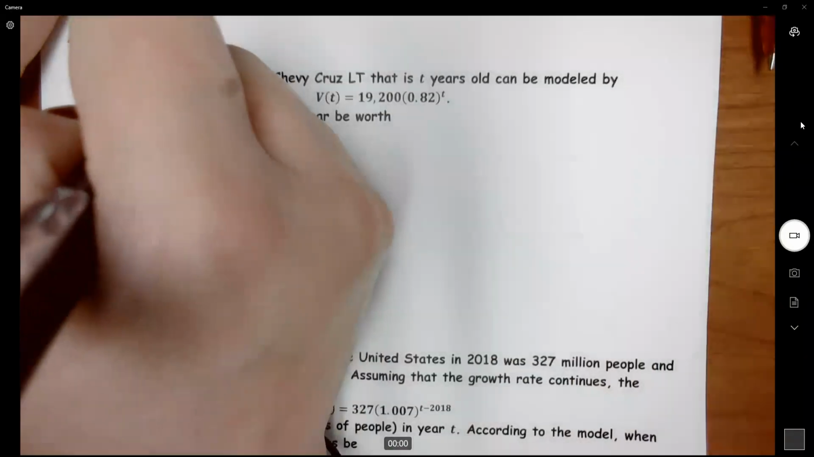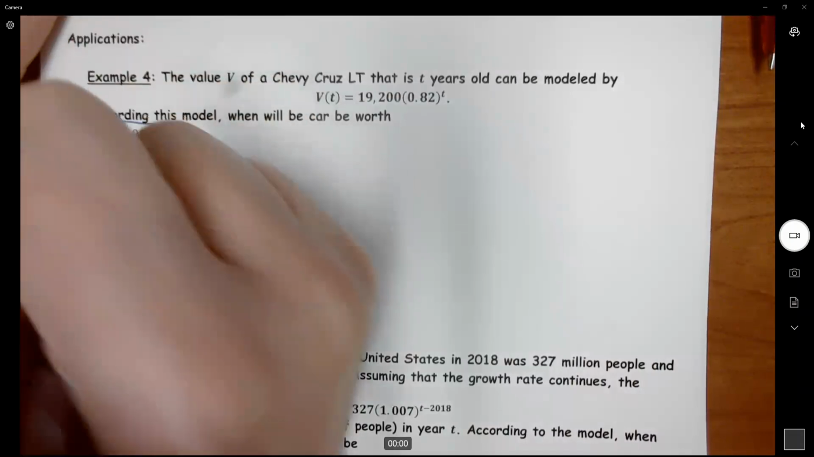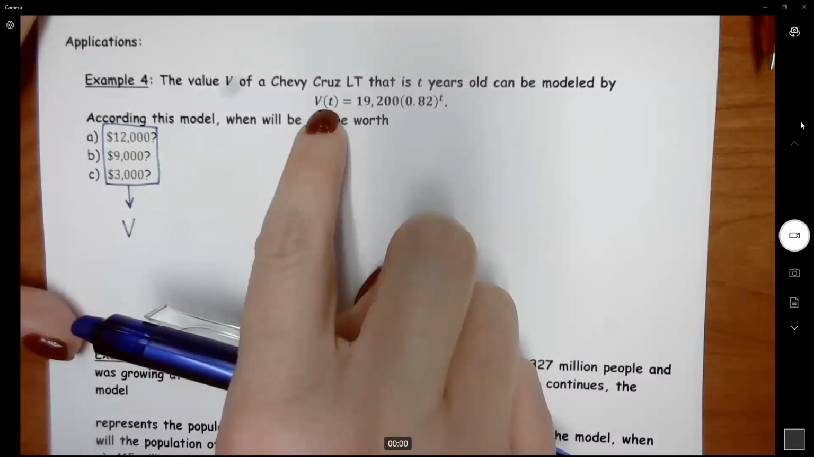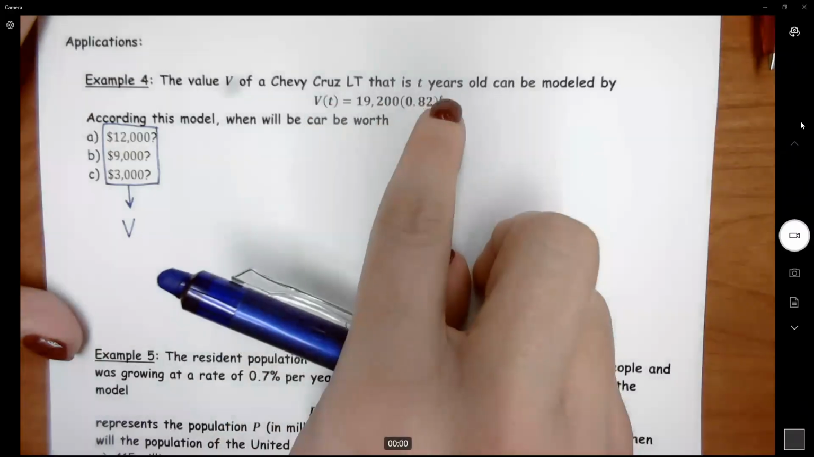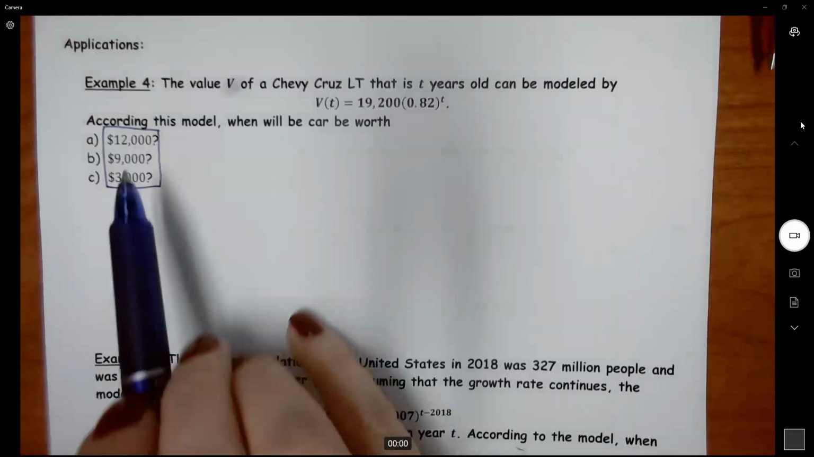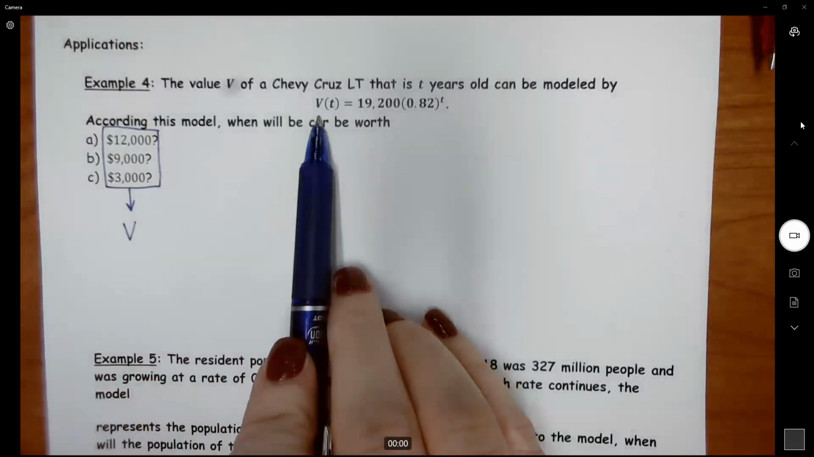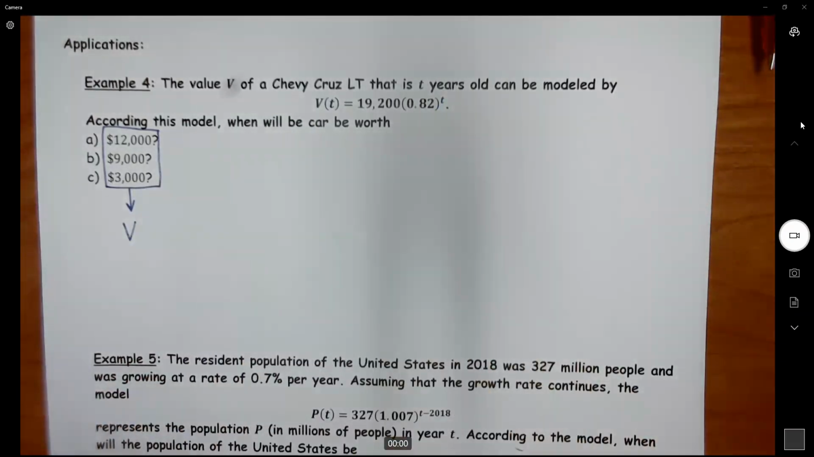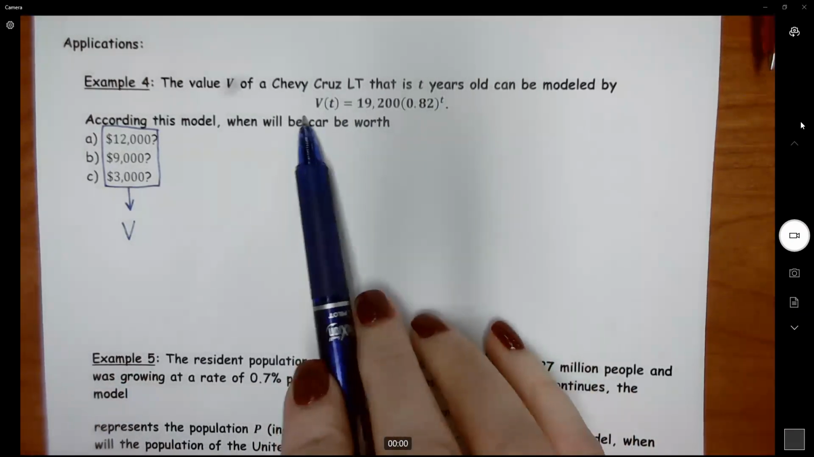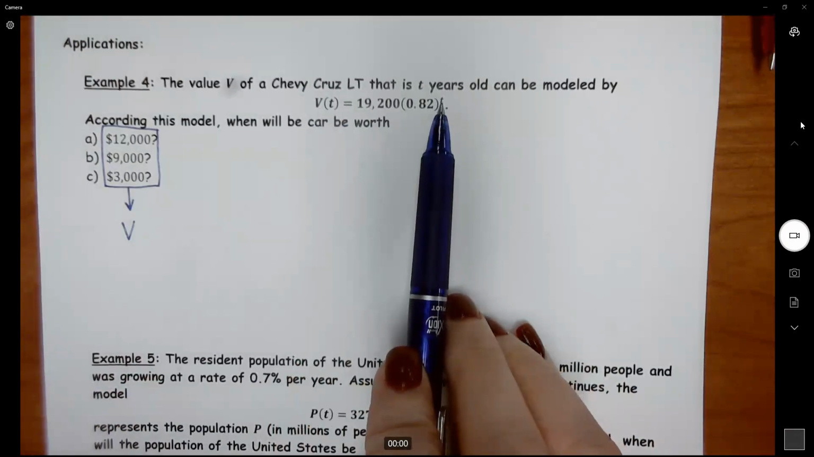So this right here stands for my V. My V is here. So I'm wanting to know when will it be worth. I am solving for my T, which is an exponent. Now, you can plug in 12,000, then 9,000, then 3,000 and solve this equation 3 times for T. The easiest way though is to rewrite this equation and solve it for T, and then it's just plugging in numbers.